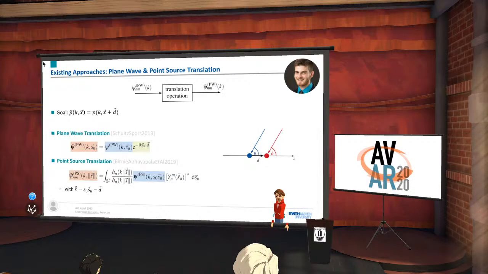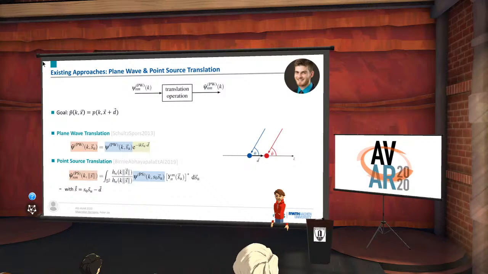So again, we want to find a translation operator which translates our signal psi_nm to psi_nm tilde, and we can simply achieve this if we consider our sound field model and replace the x by x plus d, where d is a displacement vector. And we obtain a p tilde. And if we do all the mathematics or the derivations, we arrive at, for example, the plane wave translation method that you see there.